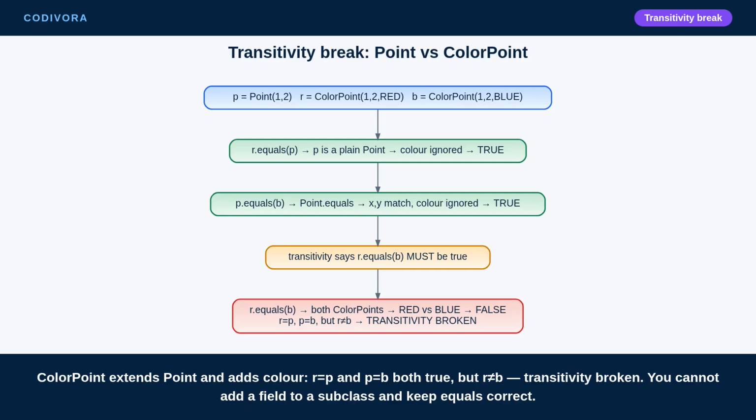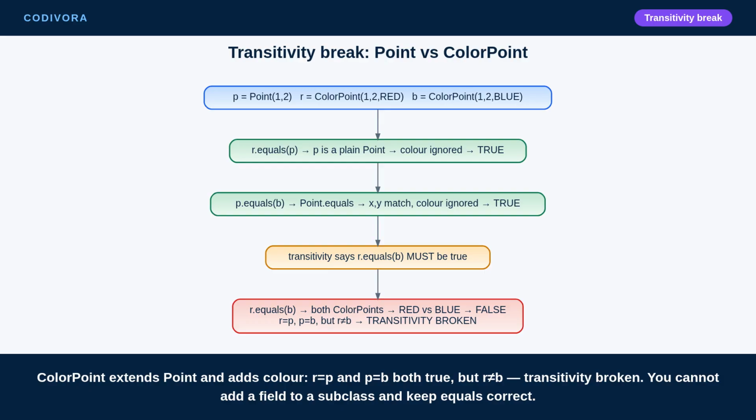The second law that breaks: transitivity. If A equals B and B equals C, then A equals C must hold. Take a plain point (1, 2), a red color point (1, 2), and a blue color point (1, 2). The red point equals the plain point, because against the plain point we ignore color, true. The plain point equals the blue point, same reason, true.